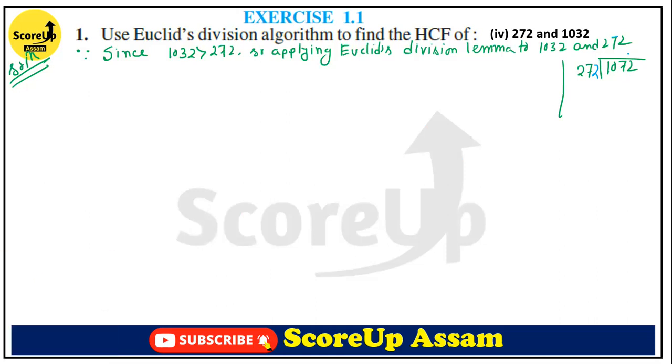Okay. So 3 2s are 6 and 3 7s are 21, carry 2, 3 2s are 6 plus 2 is 8. Now 12 minus 6, here it is 6. Here 6 minus 1, it is 5. Here it is 2. Now let's see. So that means 1032 is equal to 272 into 3 times. But what is the remainder? 256.